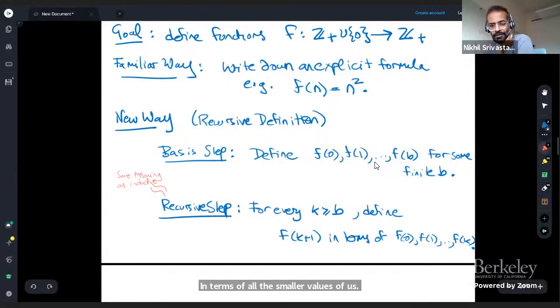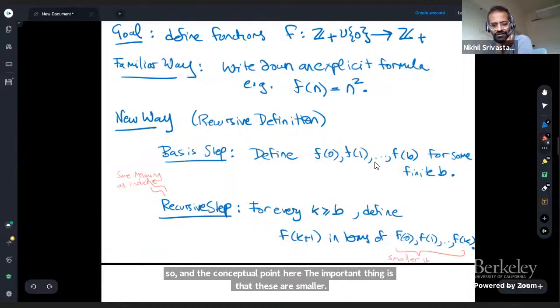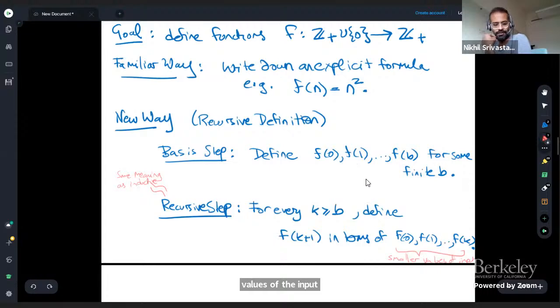Okay. And the conceptual point here, the important thing, is that these are smaller values of the input. Okay.